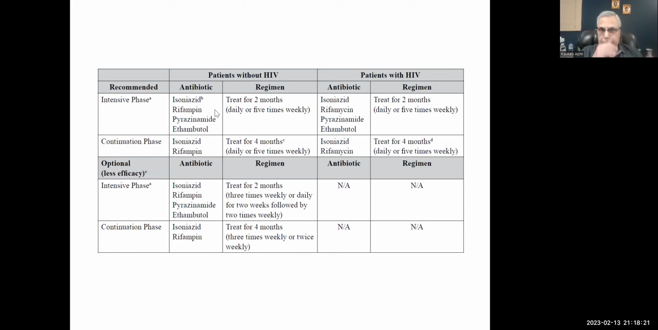Now, again, I've given you a table, patients with HIV and patients without HIV, right? And the regimen and the treatment, okay? Optional, less efficacy. This is the recommended, and this one has got less efficacy. It's not a big table. I hope it's not difficult to memorize these tables. You don't even have to memorize. Just read it and you'll see that it just gives the details of what we have already done in the previous slides.